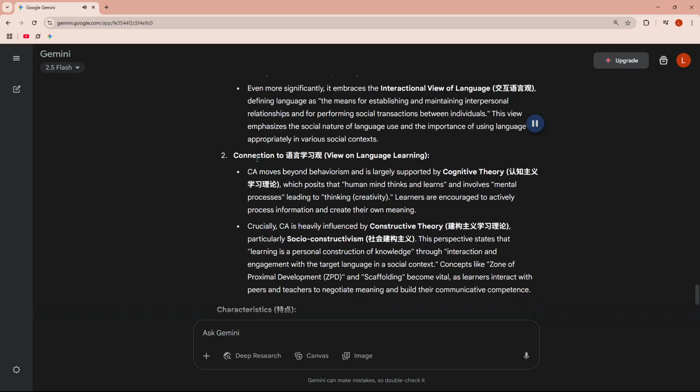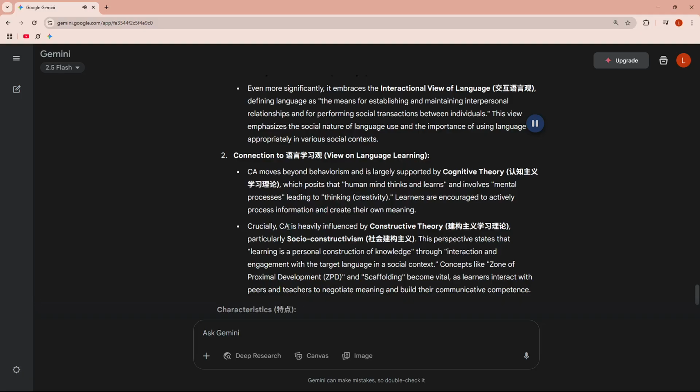2. Connection to Yu Yan Shui Shi Guan, view on language learning. CA moves beyond behaviorism and is largely supported by cognitive theory, Renji Zhu Yi Shui Shi Li Lun, which posits that the human mind thinks and learns, and involves mental processes, leading to thinking, creativity. Learners are encouraged to actively process information and create their own meaning.